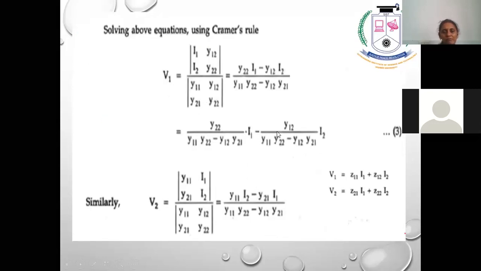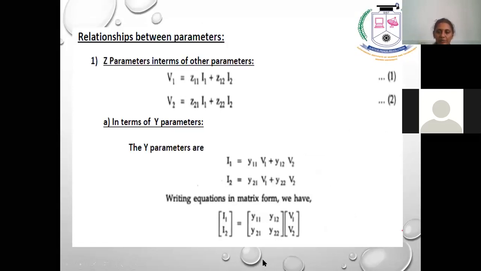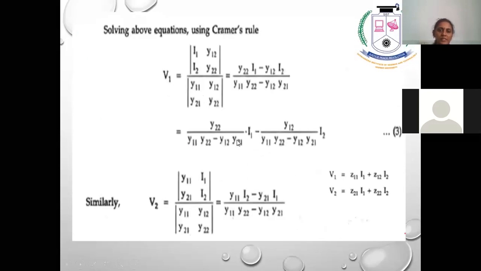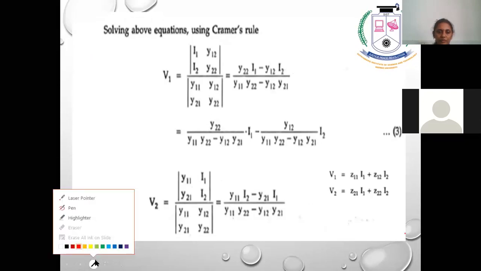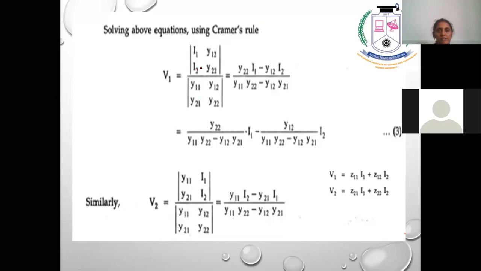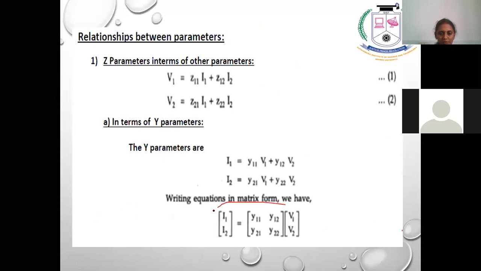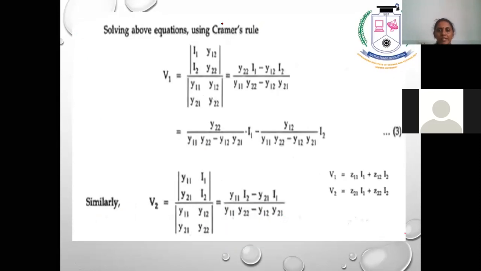Now we are going to follow Cramer's rule and find out the value for V1. From this equation, if I want to find V1, V1 is equal to del 1 by del. Now what is del 1? Del 1 is the matrix I1, I2, Y12, Y22, and del is Y11, Y12, Y21, Y22. I think you understand how I'm taking del 1 and del from this equation. Del 1 is in this matrix, and I'm going to substitute the other matrix. So I am getting these values.